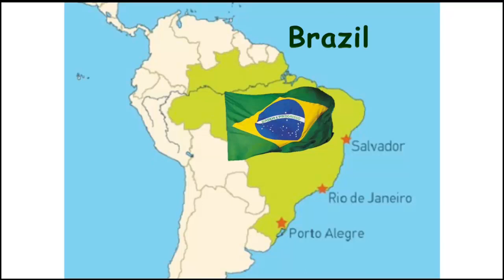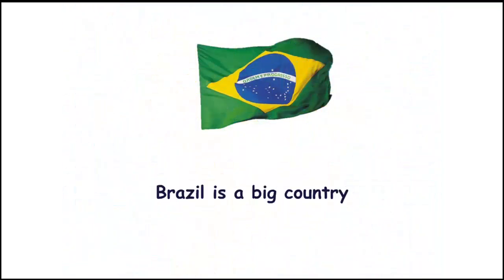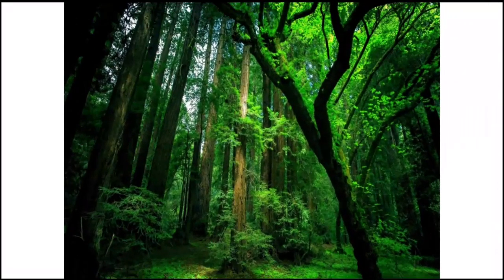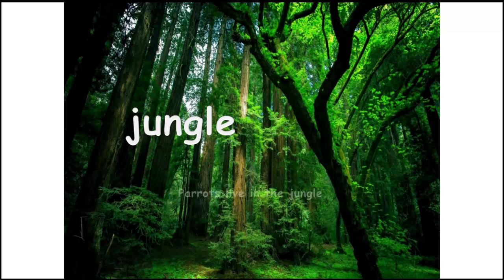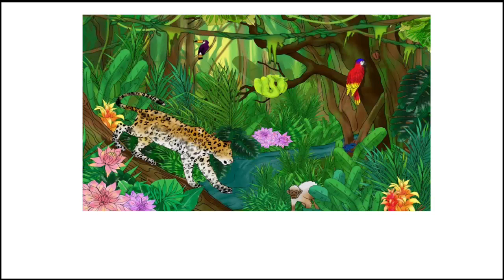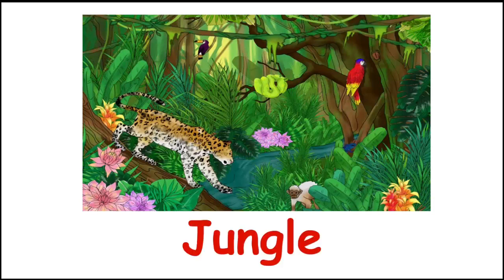Brazil. And all of you know Brazil is a country. It's a country and it's famous for football. The next word, look at this picture. What is this? Yes, it's jungle. Parrots live in the jungle. Many animals live in the jungle, like parrots, monkeys, lions, tigers.